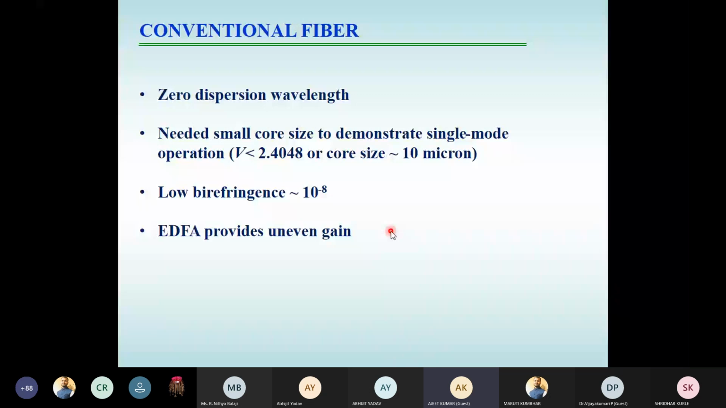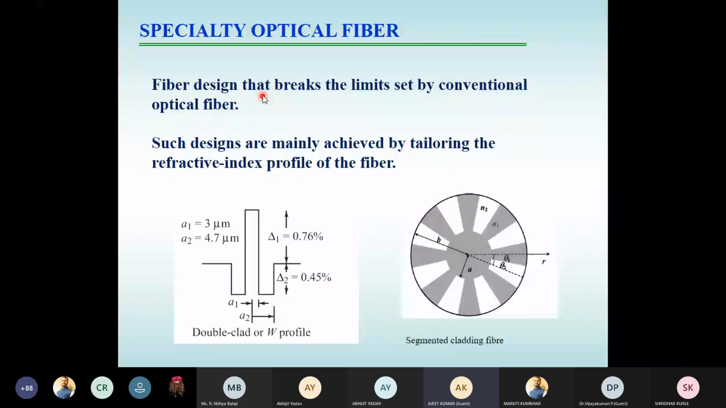So in order to address this, again, we have to look for some special design. This is the point why we are looking for the special design. Few points I have just mentioned over here. Now the question is, what do you mean by a specialty optical fiber? The answer is basically a fiber design that breaks the limits set by the conventional optical fiber. The few we have just mentioned are known as specialty optical fiber.